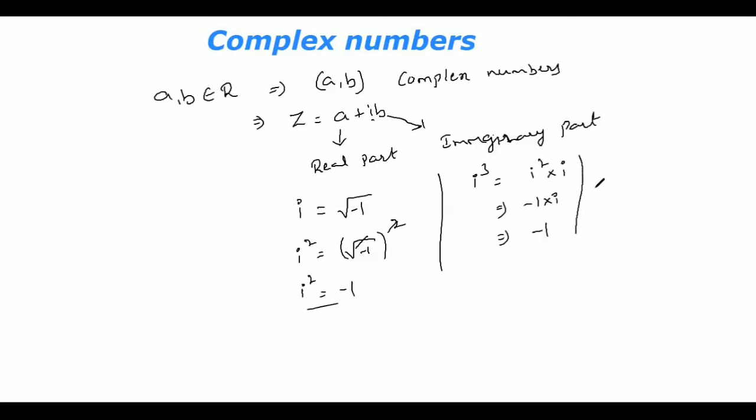We can find i⁴ also. i⁴ = i² · i² = (-1)(-1), just now we found i². So (-1)(-1) becomes +1. Like this we can find i⁵, i⁶, i⁷, any power, with the help of the first one, i² = -1. You have to remember this one.